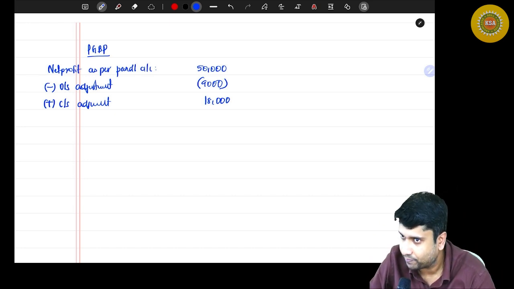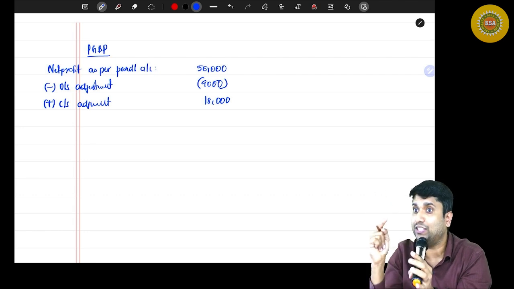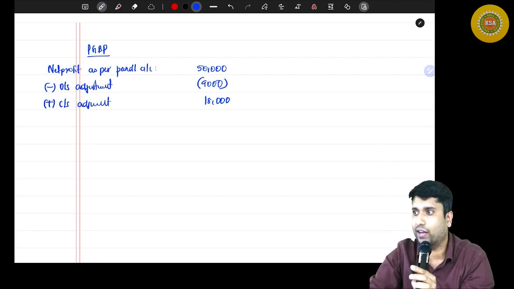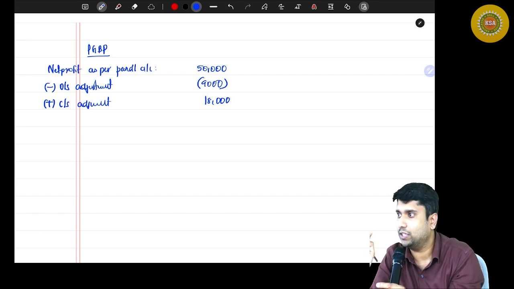Are you with me? But always put a bracket for the deductions. Otherwise, you will go wrong when you compute the total income. For the examiner, it's okay, but you will go wrong when you compute the total income.